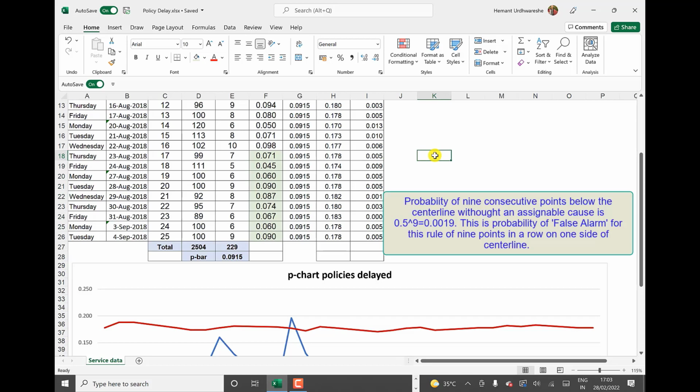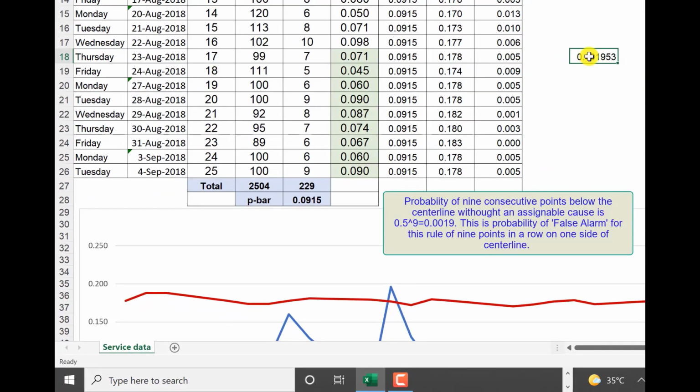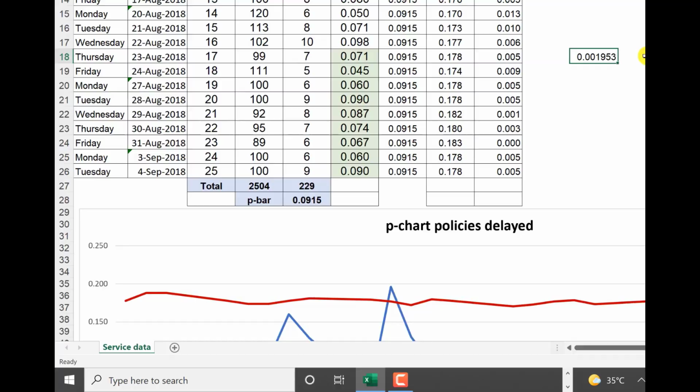To be precise, it is 0.5 raised to the power 9, and that is 0.0019. So this can happen by chance with this probability of 0.001953. Incidentally, this probability is called the probability of false alarm.